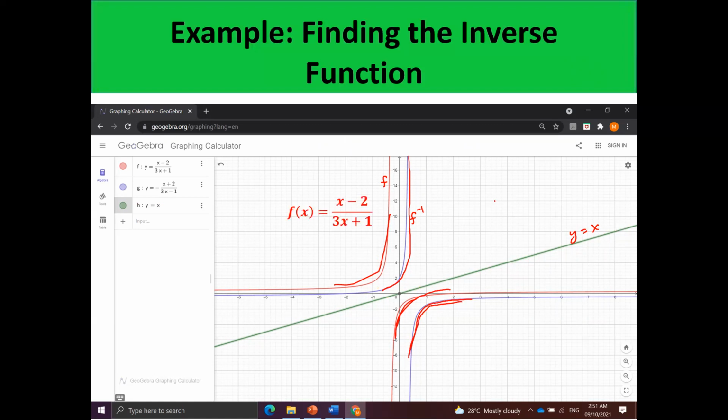Now, due to the complexity of the computation, we will not verify the composition property of f and f inverse.